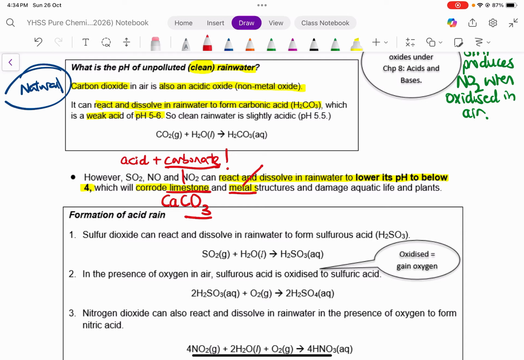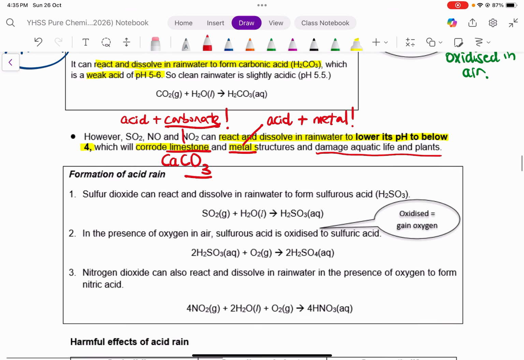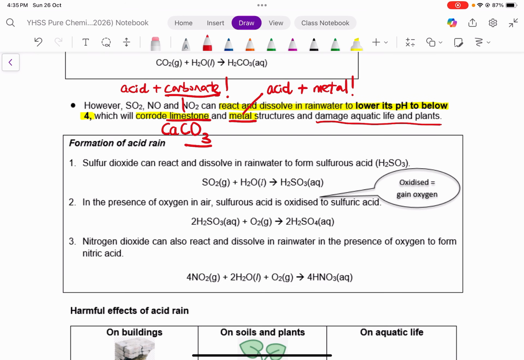How about metal? Do you learn reactions involving metals and acids? Yes, acid plus metal can also react. So what does this mean? It means that the acid rain will corrode and damage the limestone, which is carbonate, and metal structures over time. Besides that, they also harm aquatic life and plants. So now, let's look at this box below to see the equations which describe the formation of acid rain. You must know the equations.